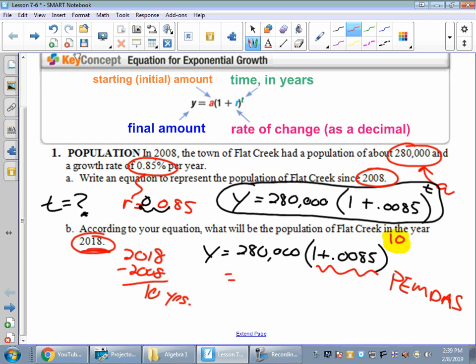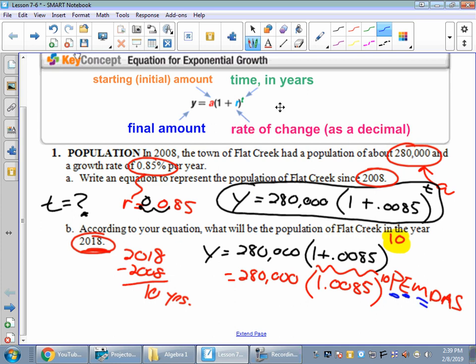So you would actually have 280,000 times 1.0085 to the 10th power. Okay? So we add those up. We have to take care of the parentheses first. And now we can use order of operations and say, next is the exponent, so 1.0085 to the 10th power. This is why you're going to need your calculators to plug that in. And then we can multiply it by the $280,000.